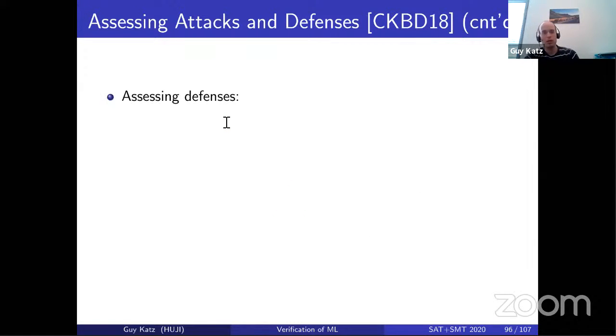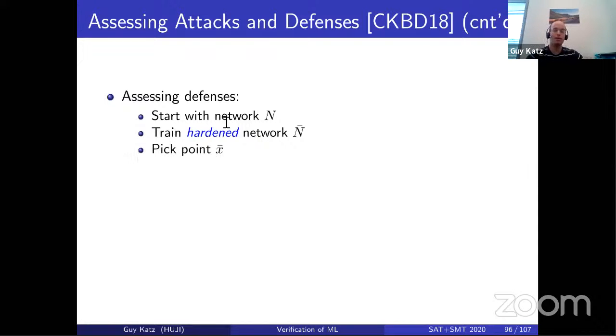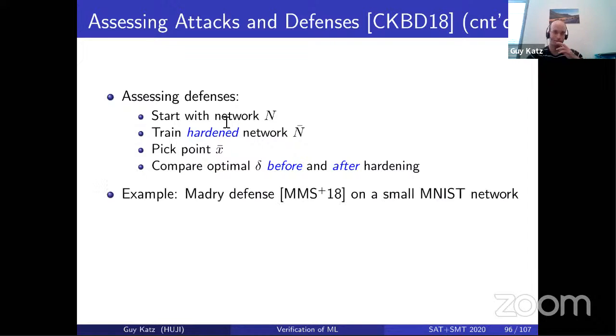Okay. So just like you assess attacks, you can also assess defenses. And how would you assess a defense? Well, you start with a network N, and you train a hardened network N bar. Right? This is what the defenders are doing. They are coming up with techniques for retraining your neural network to make it more robust. So you start with the original network, then you harden it. Now you have two networks, and then you pick a point, and you use verification to measure the optimal delta before and after the hardening. And this gives you a sense of how much the hardening contributed.